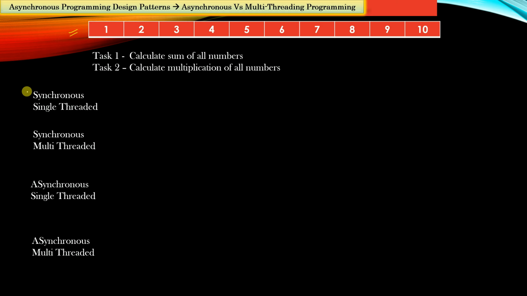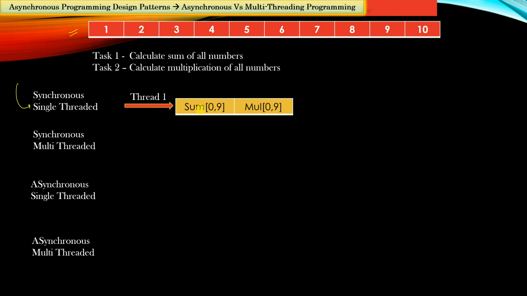So obviously you would write a synchronous single-threaded program in your normal day-to-day life. You simply launch a thread, you would first compute the sum of all the integers in this array, and then you will compute the multiplication of all the integers in this array. As simple as that. If I ask you to write a program that would perform these two tasks on this input array, obviously your first choice would be a synchronous single-threaded program.